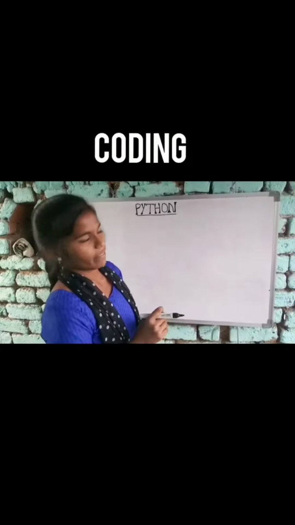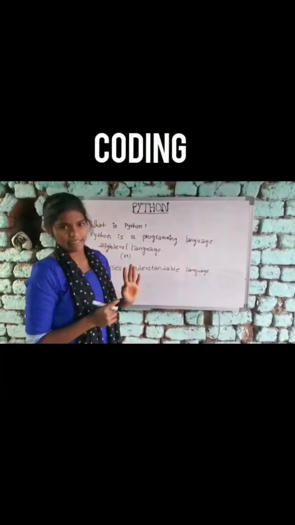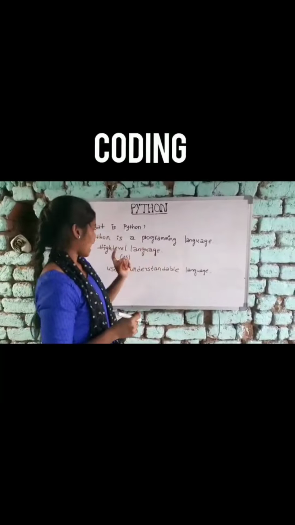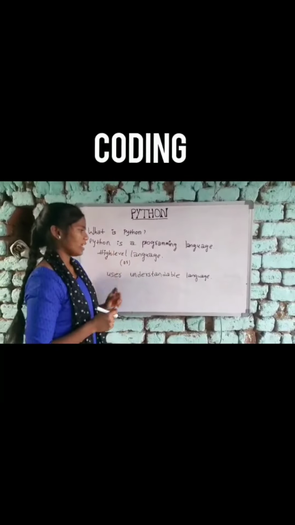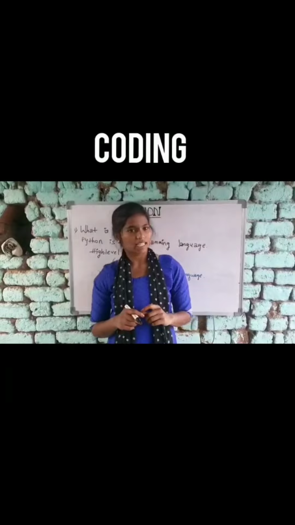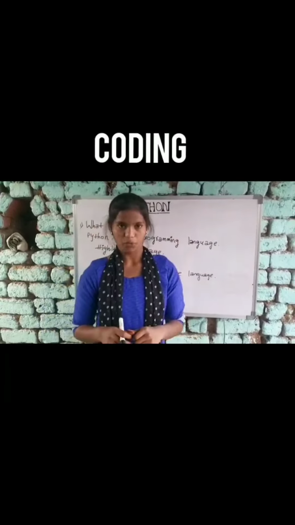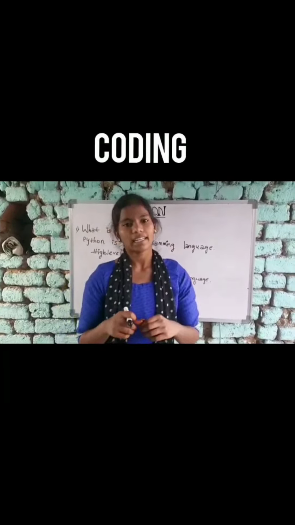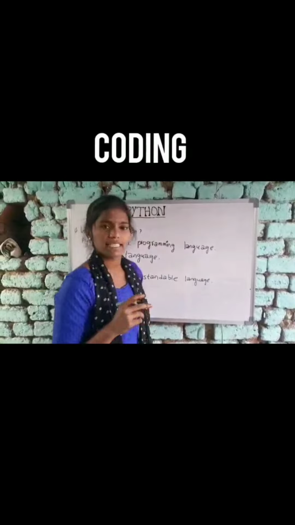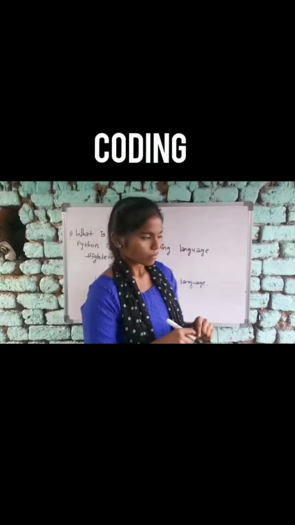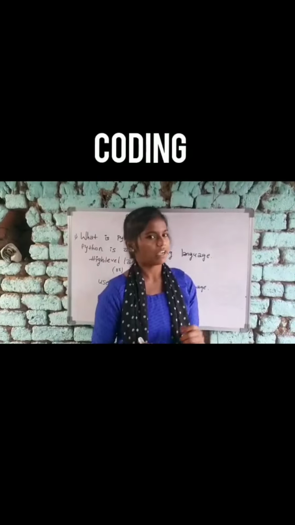First of all, what is Python? Python is a programming language which is a high-level language. High-level language is nothing but its user can understand the language. That's why it is also called a user understandable language. It is very simple and easy to write code because of its syntax. Its syntax is like our English only. Let's move to rules to declare a variable.